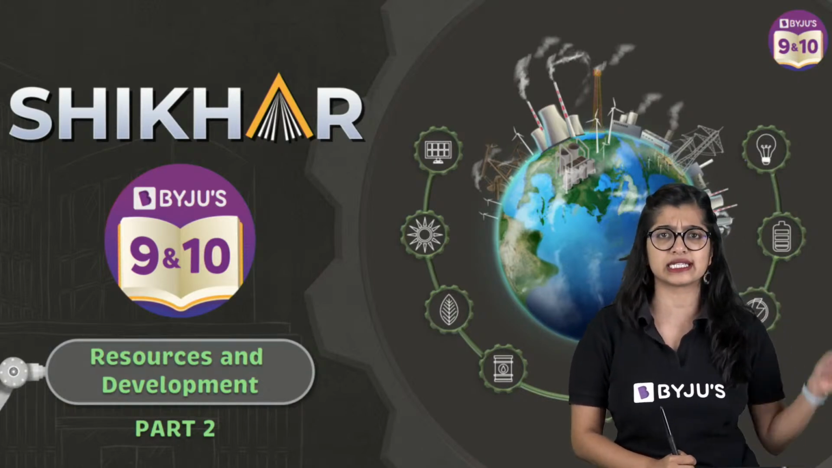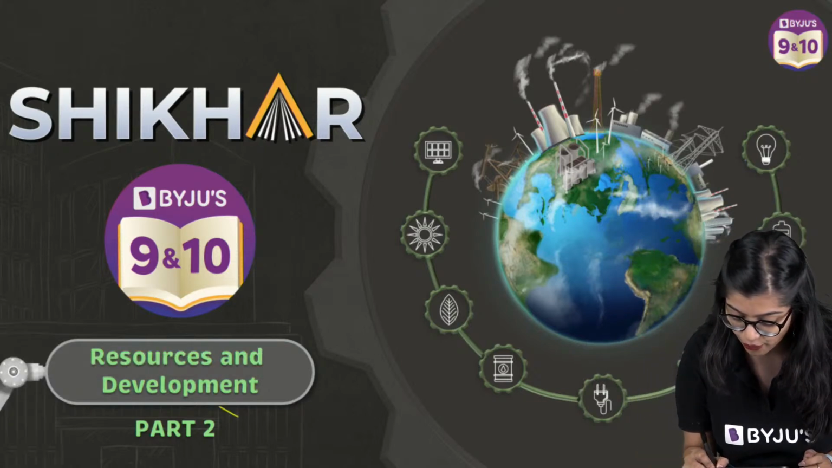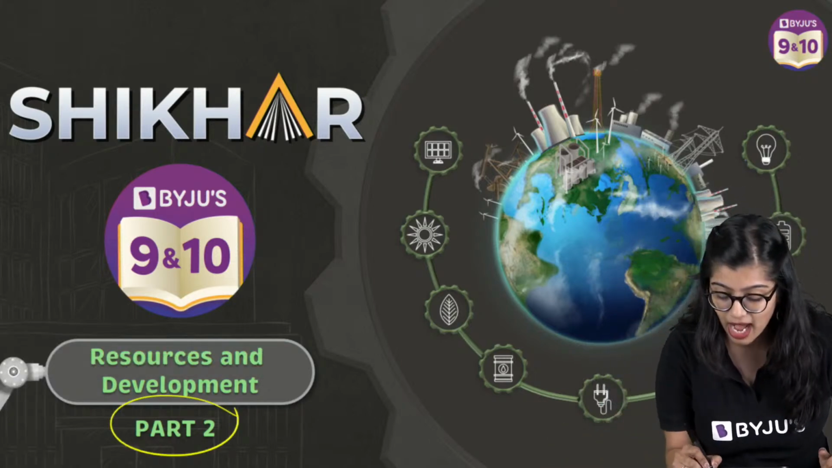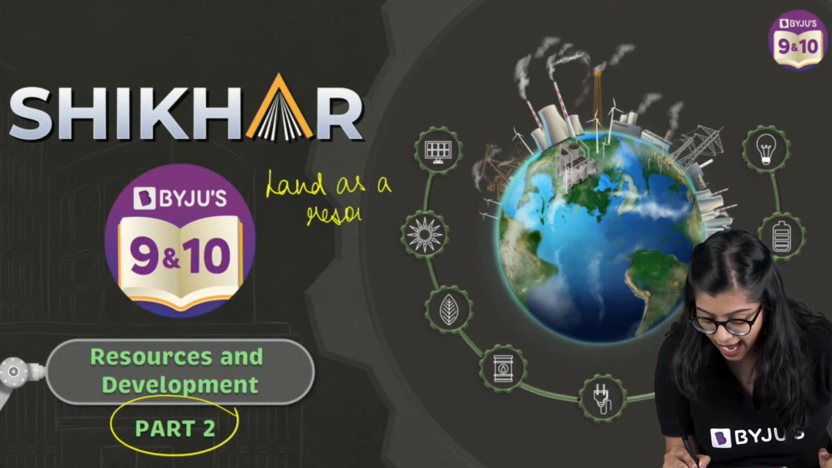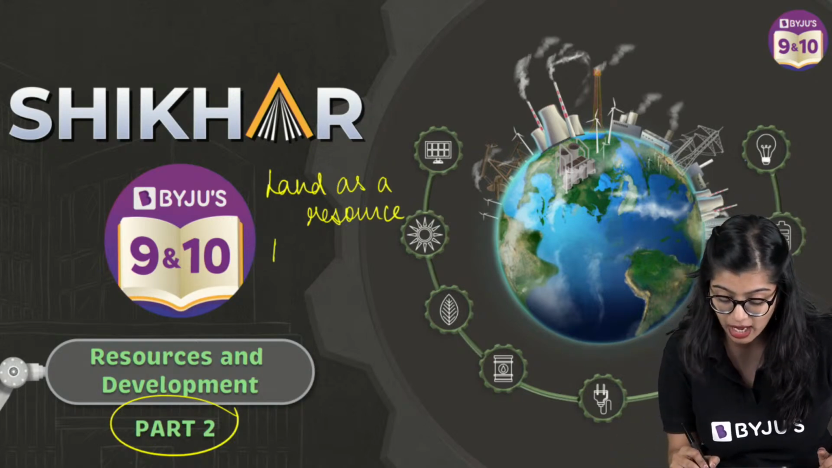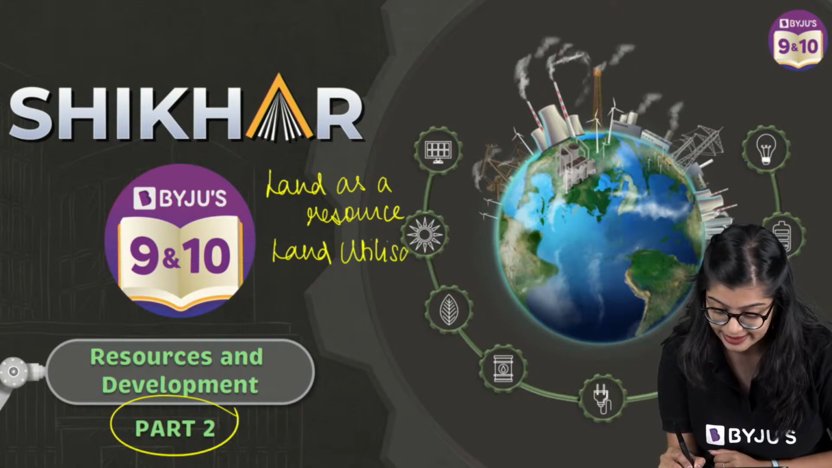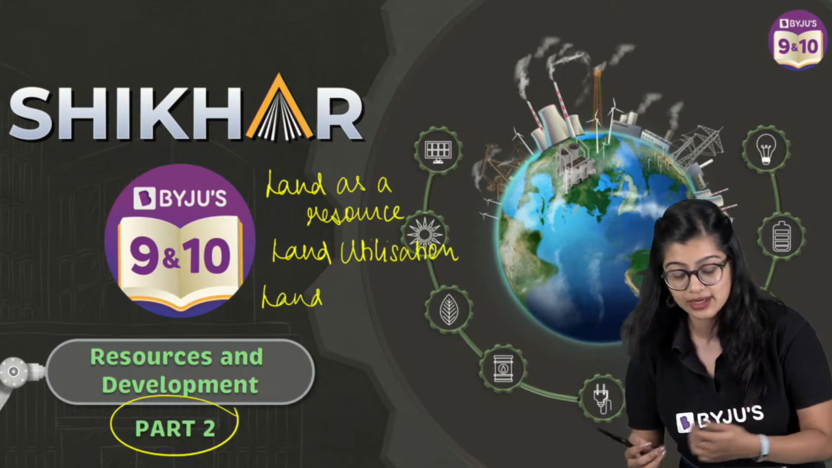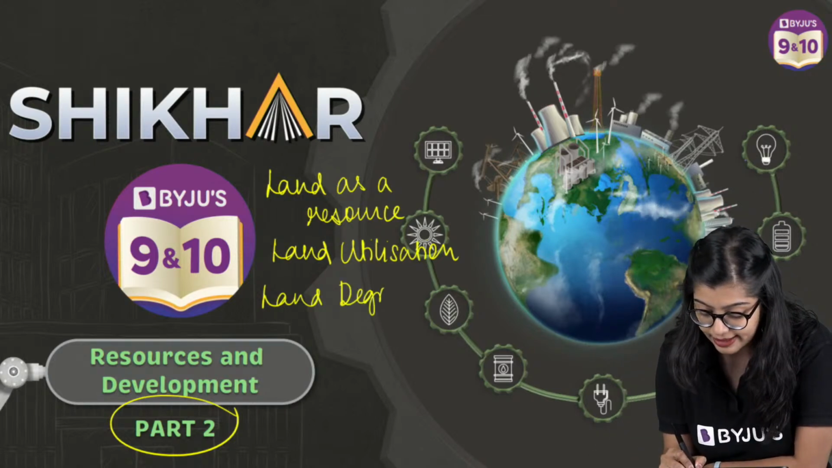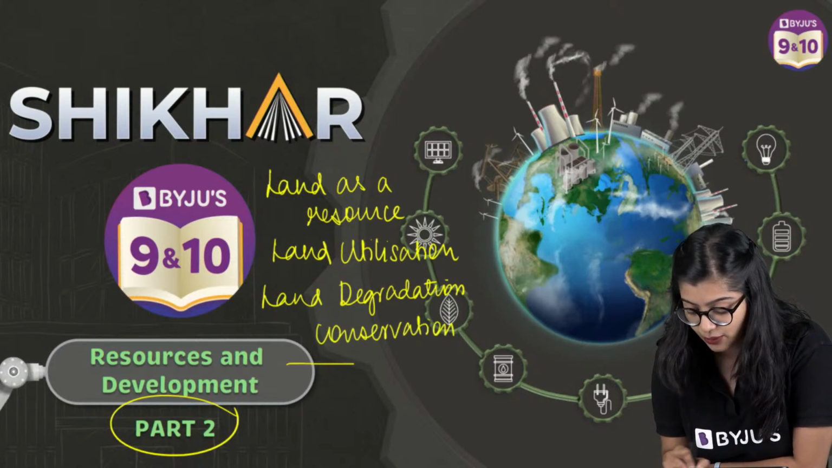In this particular video we are going to be discussing the chapter Resources and Development, and specifically this is going to be part 2 for this chapter, where I will mainly be talking about land as a resource, how land is utilized, or land utilization, and finally how over time this land resource that we have with us has undergone degradation and why we should practice land conservation.